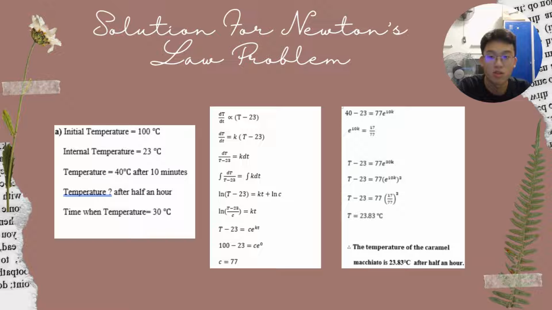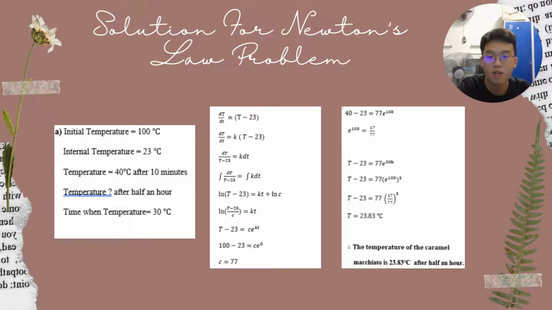The rate of change of temperature is directly proportional to temperature minus 23. So dT/dt is equal to k times (T minus 23). dT over (T minus 23) is equal to k dt. Then we integrate both sides: integrate dT over (T minus 23) is equal to integrate k with respect to time. Then ln(T minus 23) is equal to kt plus ln C. Ln of (T minus 23) over C is equal to kt. T minus 23 is equal to C e to the power of kt.